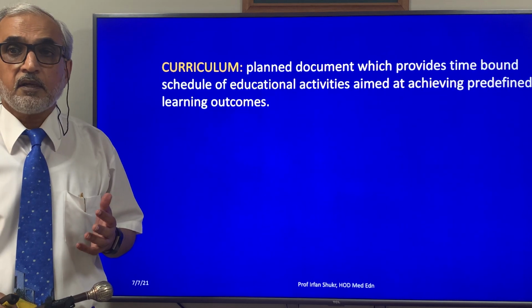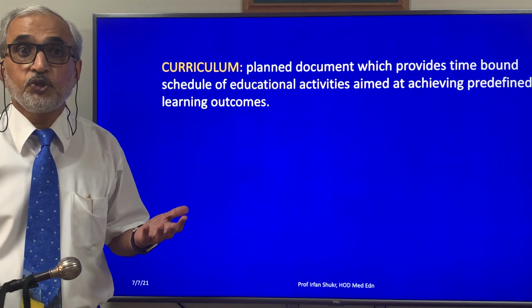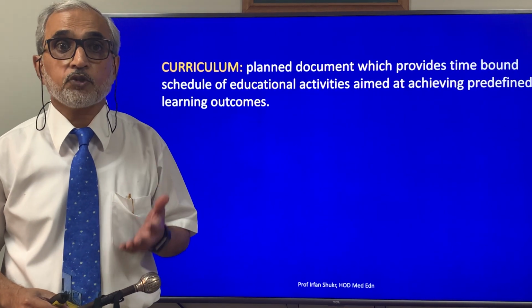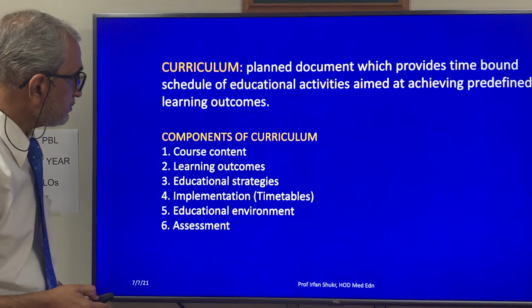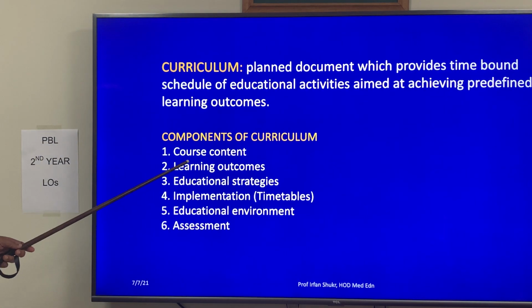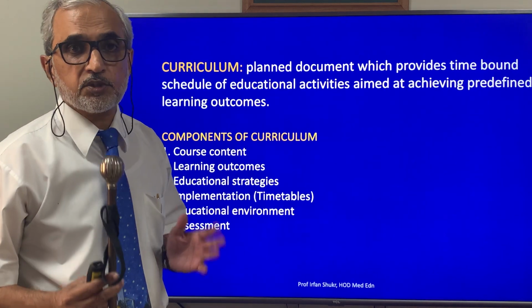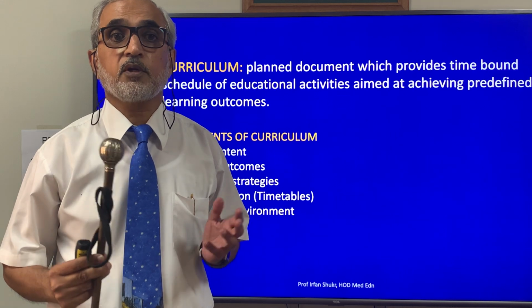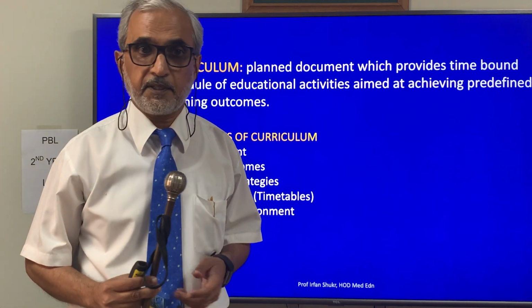In a document, one can write numerous things. So what components should be written if we want to write a curriculum? That should include course content, learning outcomes, educational strategies, timetables talking about implementation, educational environment, and assessment. These are the components which are usually included in all documents which are called curricular documents, or curriculum simply.